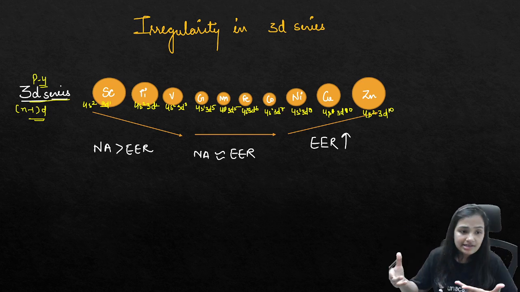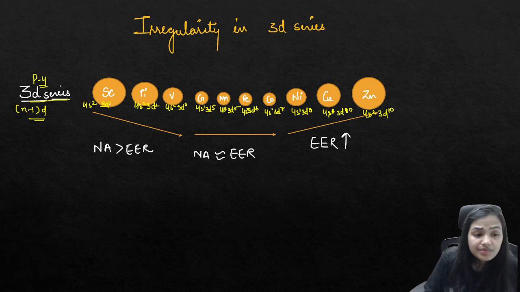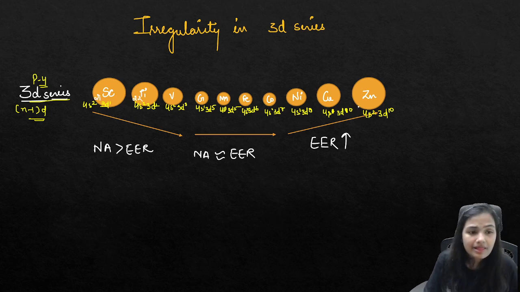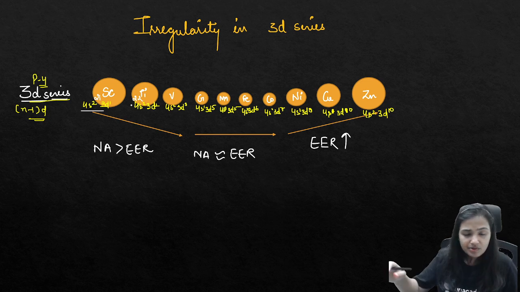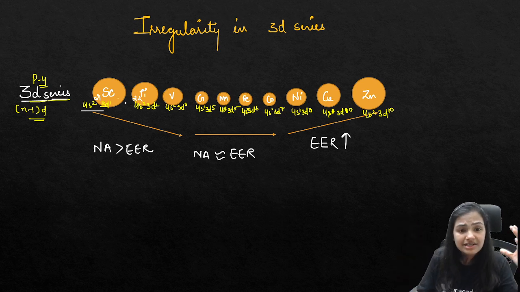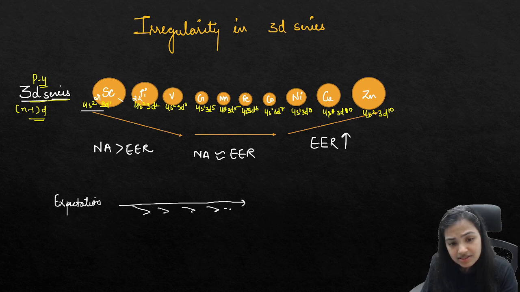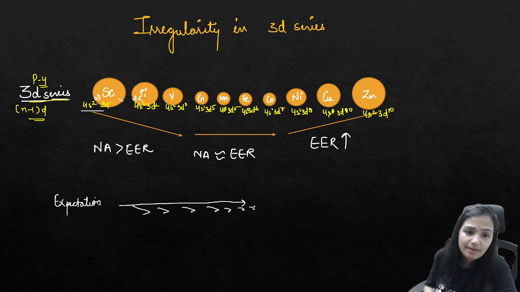So now let's come to the size. If I focus on their size, in the case of scandium we have only a 3d1 electron, and the atomic number is 21. This is 22. So the atomic number is increasing, and we have the fourth shell only. So there must be a decrease in size. Our expectation was that when we move from left to right, the size must decrease, but actually this is not happening.